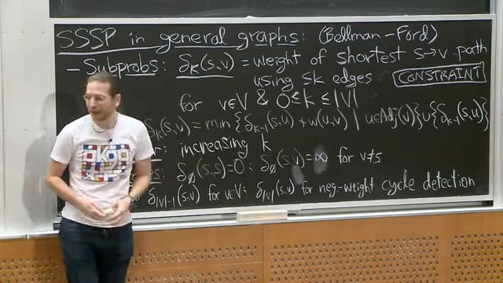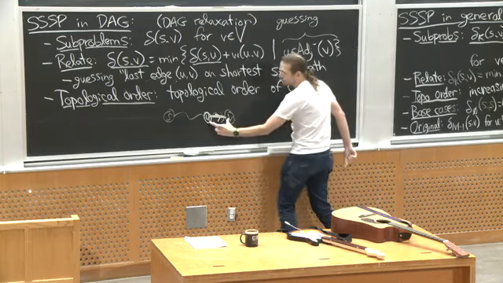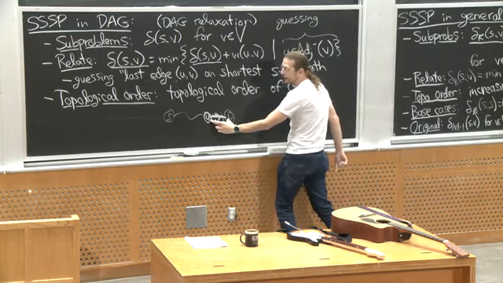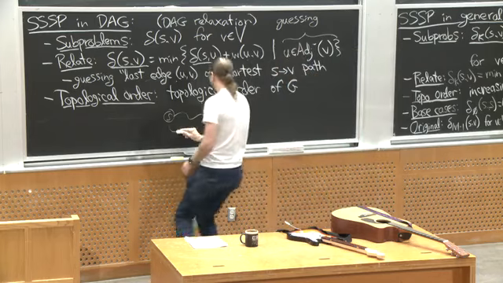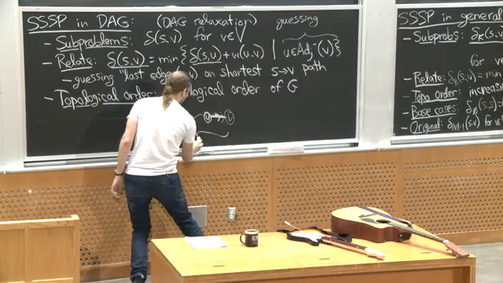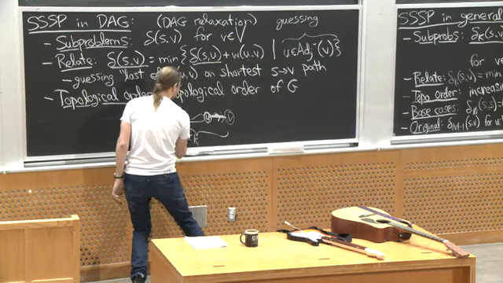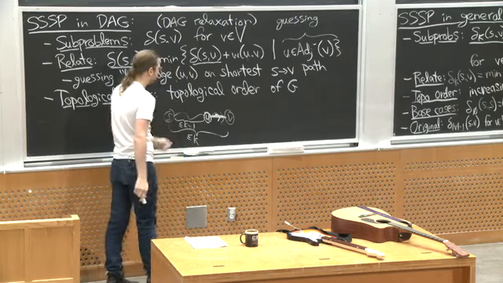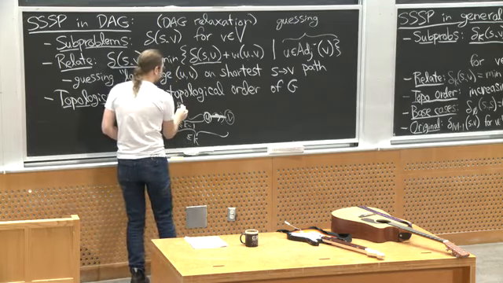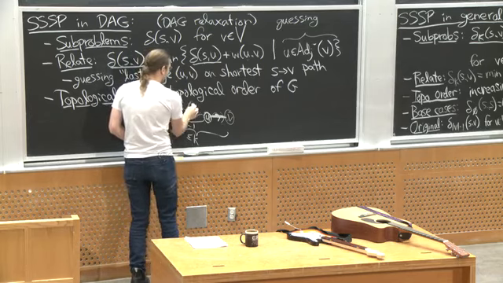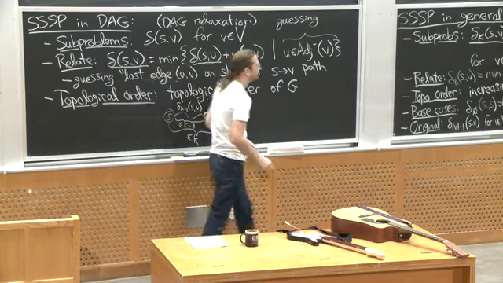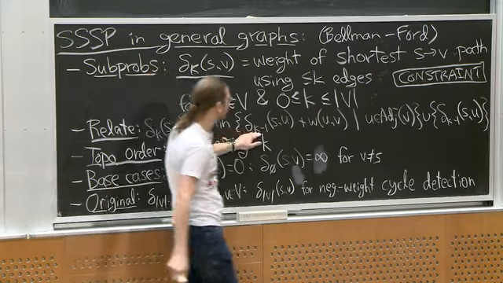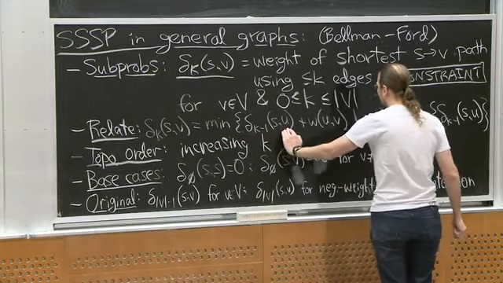The observation being, if I've already guessed what the last edge uv is for this path, then if this whole thing has length at most k, then this piece has length at most k minus 1. So I only need to solve delta sub k minus 1 of SU here. That's what I wrote here.